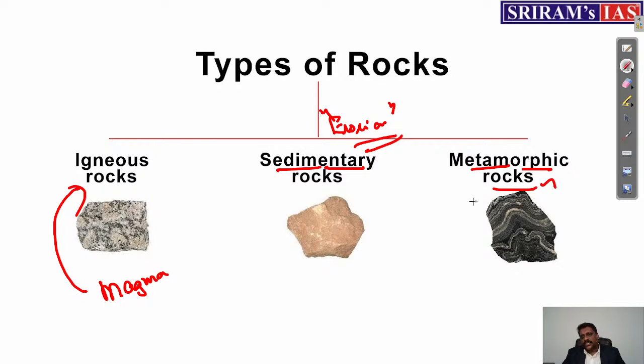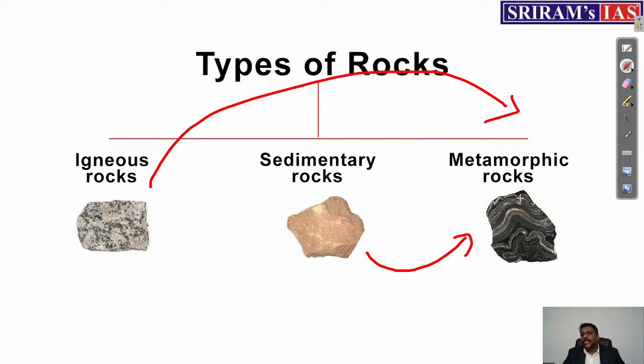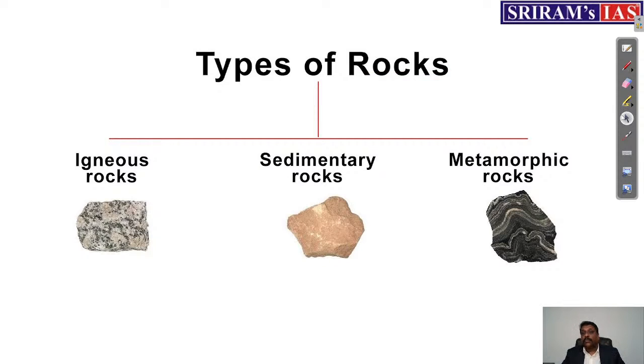Whenever the rock changes its property, not only that, igneous rock can also become metamorphic rock. Sedimentary rocks can also become what? Metamorphic rock, if they change their property, right? You call them as what? Metamorphic, metamorphosed. Am I right?